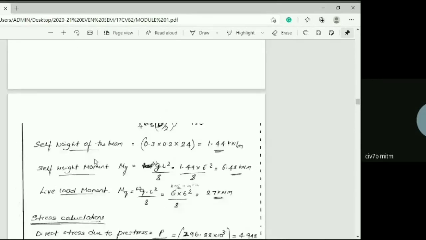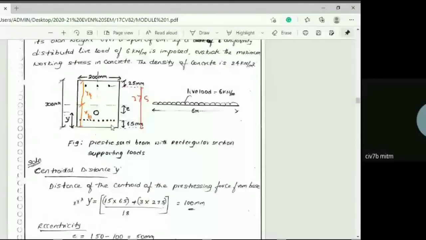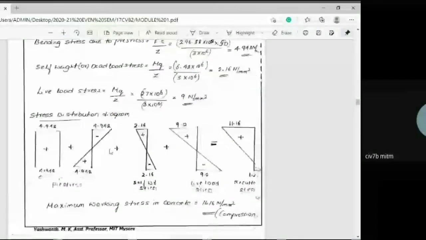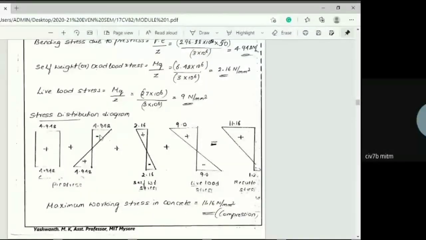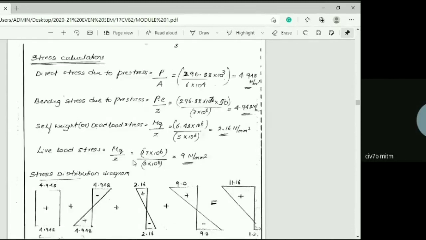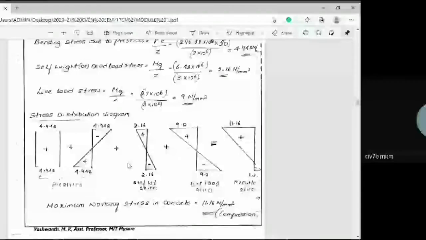Draw the linear line and mark it with positive and negative. Why is it positive at the bottom? Because the pre-stressing force is induced at the bottom, it will create a pre-compression. So this will be positive and this will be negative. This answer will differ based upon the section. If it is an unsymmetrical section, this answer will differ. Now it is a rectangular symmetrical section, so both at the top and the bottom it is the same. Why? Because the neutral axis distance is the same. Fine.